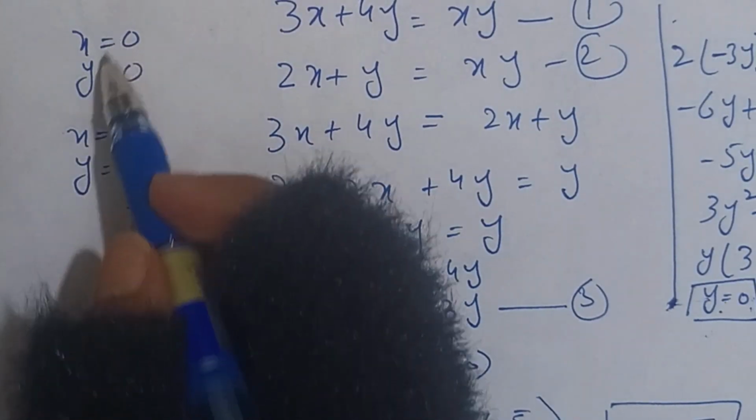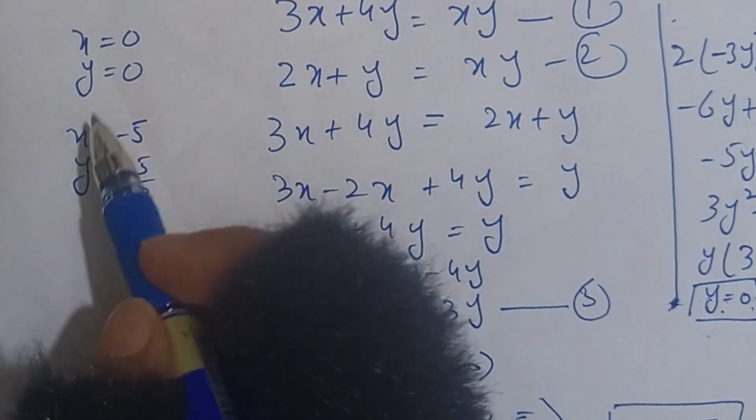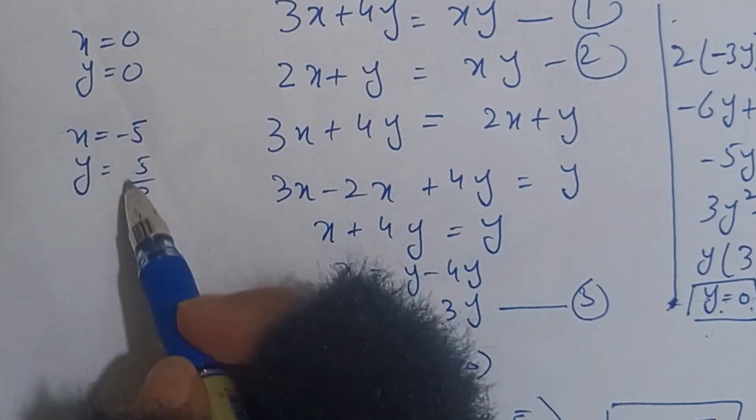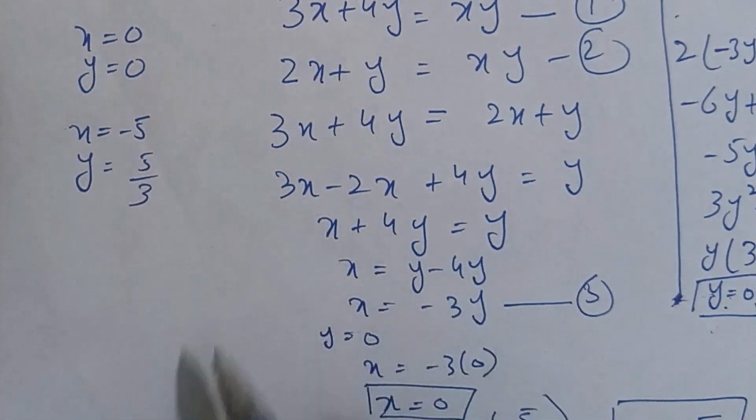So if x is equal to 0, then y is equal to 0. And if x is equal to minus 5, then y is equal to 5 over 3. Then we have done. Thank you.